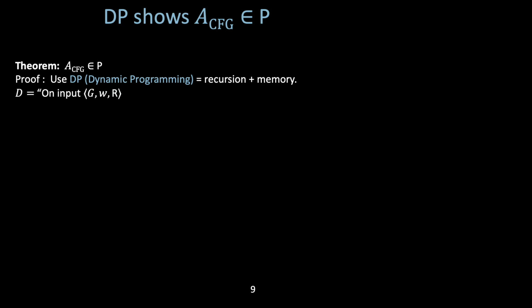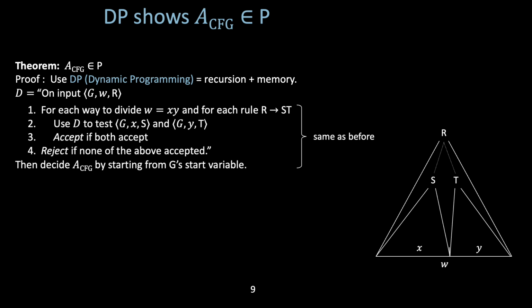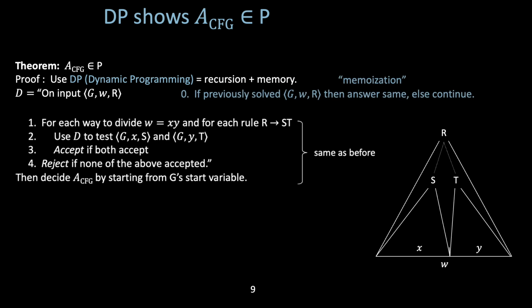There is a concept known as dynamic programming, which uses memory to store subproblems, and you can use that to prove that ACFG is actually in P. However, dynamic programming is not within the scope of this class, so I'm just going to leave the slide here for those of you who are interested, and we'll move on to the next set of material.